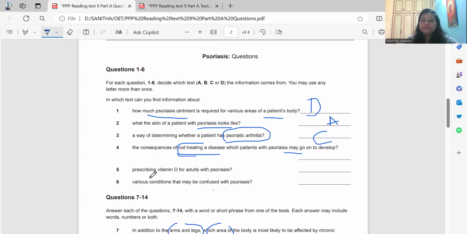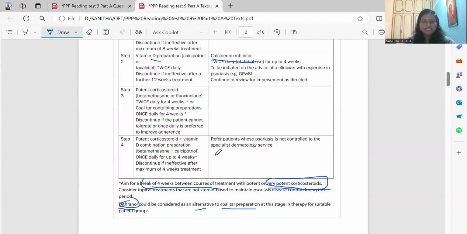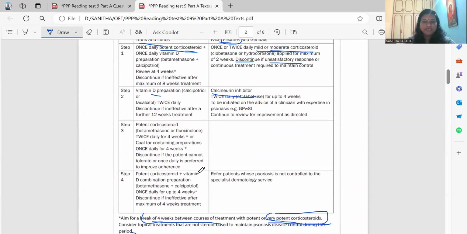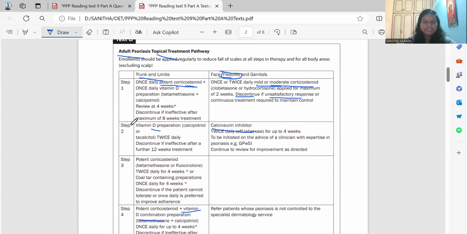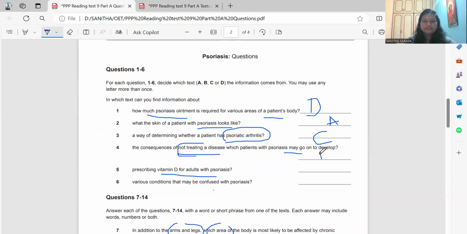Okay, got it? Prescribing vitamin D for adults with psoriasis. Here it is vitamin D. The combination preparation is given here, the vitamin D preparation. So what is the answer here? B is the answer. Here is the C, here is the B. I hope you got this answer in part C. It is a somewhat difficult question.